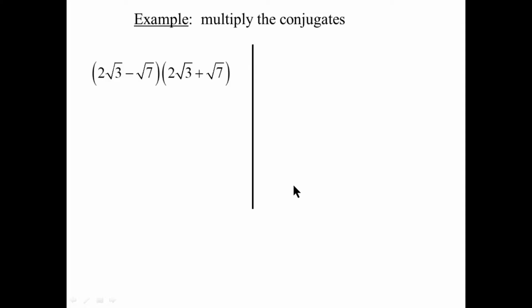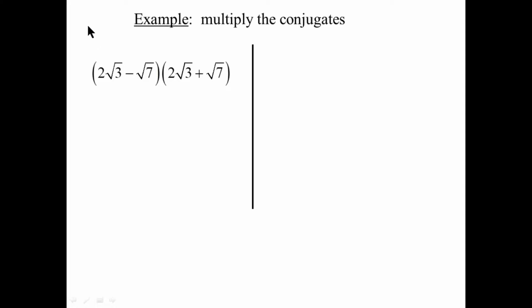Multiplying conjugates. Conjugates. Maybe that's a new term for some. Conjugates are binomials that are identical in all ways but one. The sign in the middle. One's minus, one's plus. If they're identical in all other ways, this is 2 root 3 with a root 7. This is 2 root 3 with a root 7. One's got a plus, one's got a minus. These are called conjugates. Let's multiply these conjugates together and see what happens.